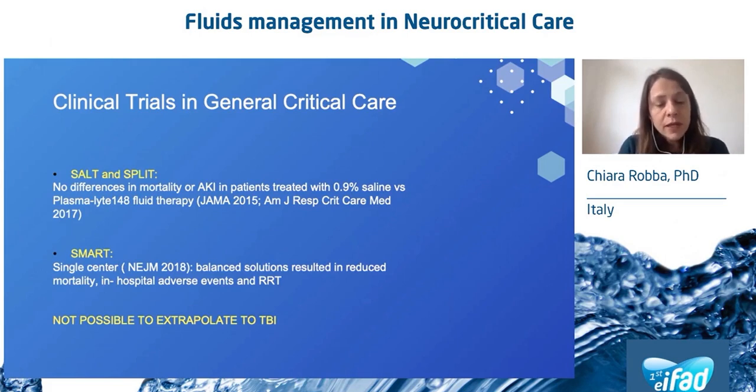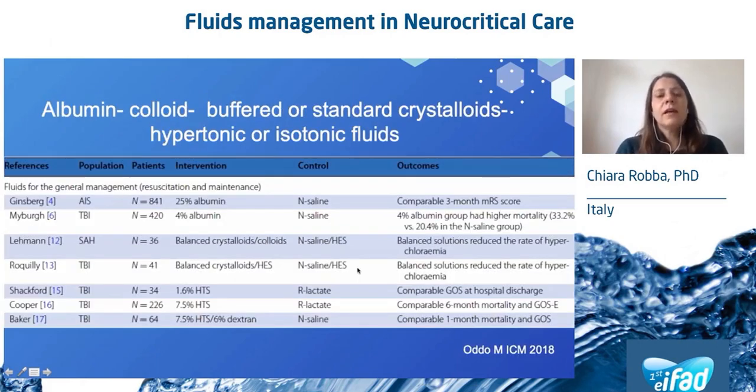The problem is that we cannot extrapolate these results to TBI, because the representation of TBI patients or brain injured patients in these studies was very, very small. And as I described so far, the pathophysiology regarding fluid management in brain injured patients is completely different. So we need specific trials. And the problem is that the evidence is not so big.